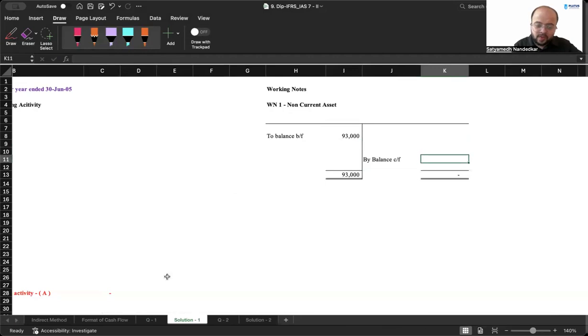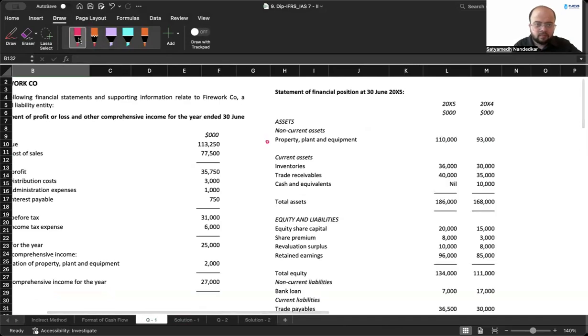And what is the closing debit balance? Closing debit balance is 1,10,000. Okay. Now you have posted these two items, put a tick mark so that you know you don't have to come to these numbers ever again.